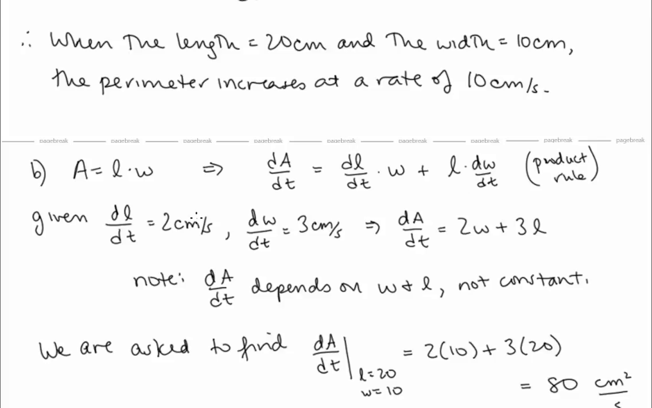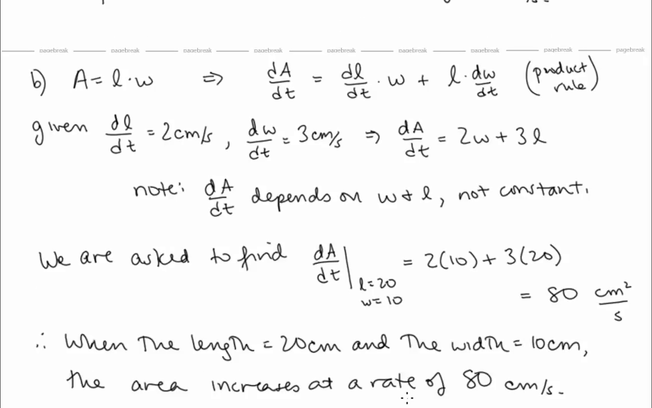And again, we're given dL/dt is equal to 2, dW/dt is equal to 3, so we plug those in, and we have dA/dt is equal to 2W plus 3L. And so notice that the rate of change of area depends on the particular width and length at that time. And we're asked to find the rate of change of area when the length is equal to 20 centimeters and the width is equal to 10 centimeters. So we plug in L equals 20 and W equals 10, and we get 80 centimeters squared per second.